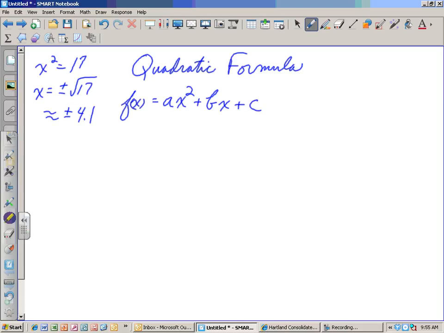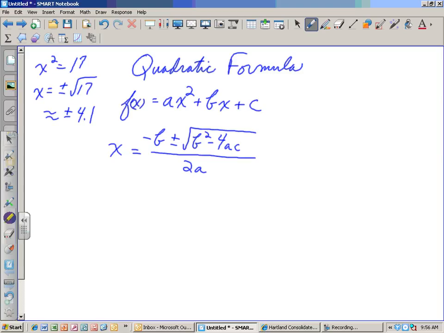Okay? So we have a formula that looks like this. In order to solve for x, it equals the opposite of b, not negative b, the opposite of b, plus or minus the square root of b squared minus 4ac, all over 2a. Okay? So you said the last one, the general form is ax squared plus bx plus c. This is quadratic.